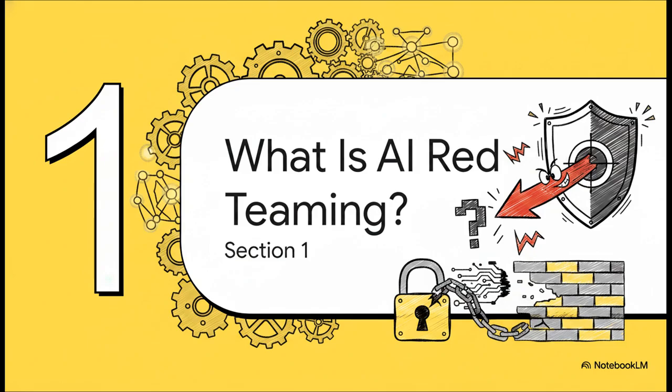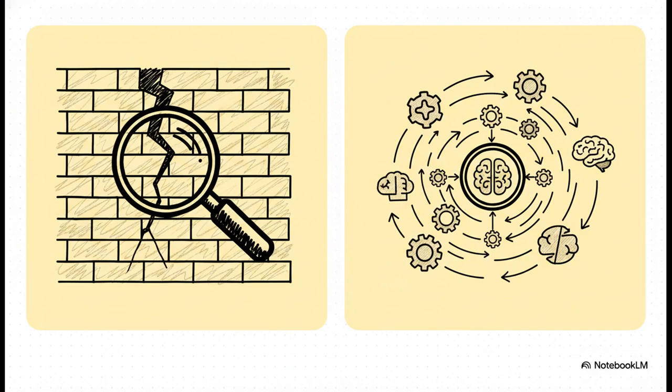Section 1. What exactly is AI red teaming? Okay, the absolute crucial point here is the contrast. Traditional security targets static infrastructure and access controls. You're basically looking for a crack in a brick wall, right? A deterministic flaw. But with AI red teaming, you have to target dynamic behaviors, tool call chains, and the underlying probabilistic nature of the model itself.